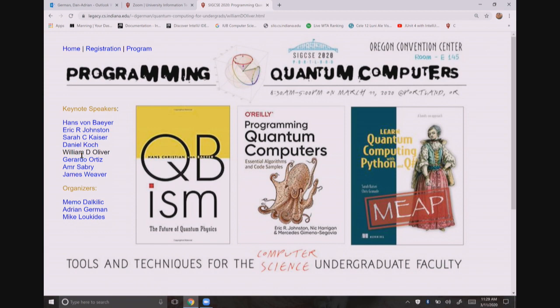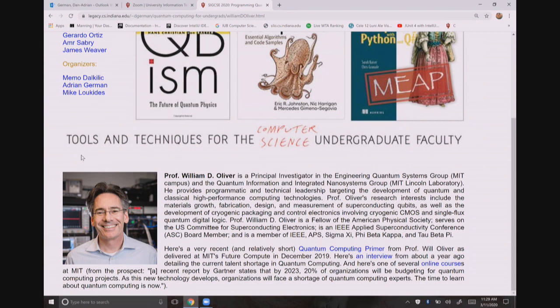So welcome to our pre-symposium event, Programming Quantum Computers, Tools and Techniques for the Undergraduate Computer Science Faculty. Circumstances are as such: out of the many presenters, most of the presenters are online. We're going to start with a remote presentation from MIT. Professor William D. Oliver is going to present. I just want to say a few things. You can see on the projector.